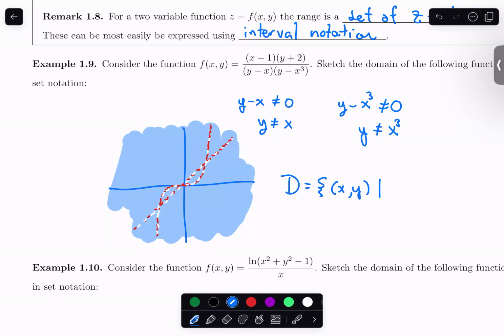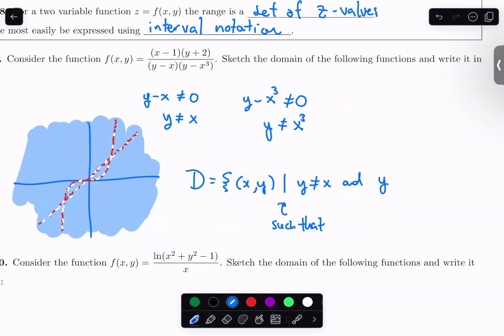And then you say straight up vertical line. This usually stands for "such that." And then you can write your conditions. So I would say that Y should not be equal to X. And Y should not be equal to X cubed.